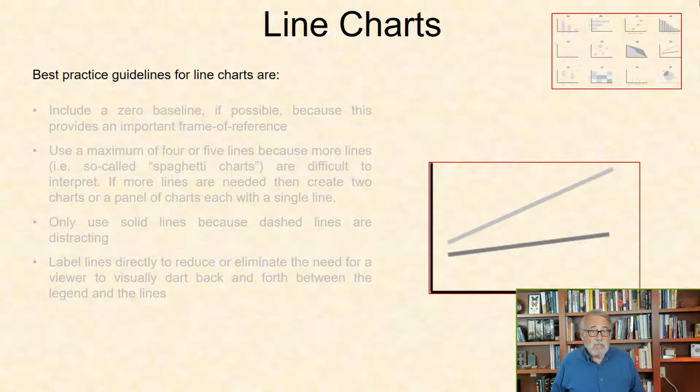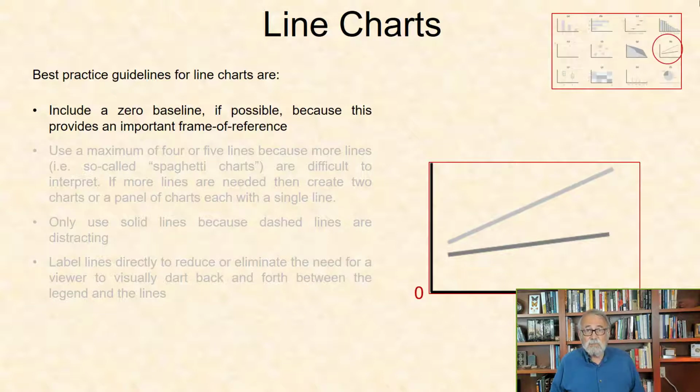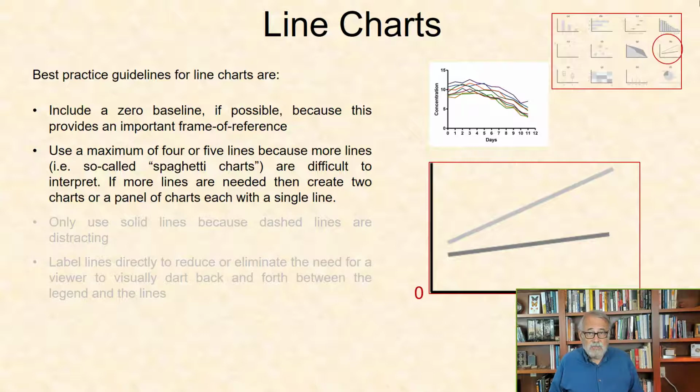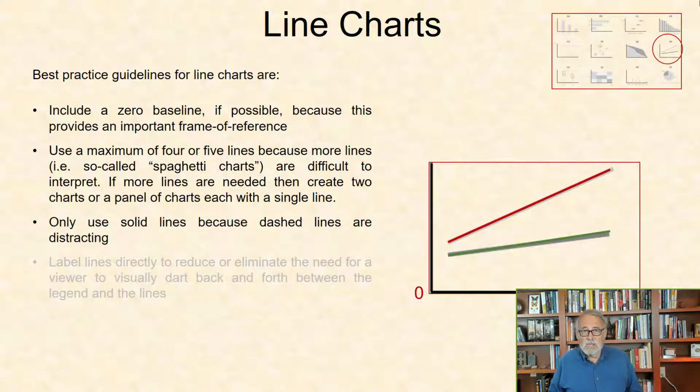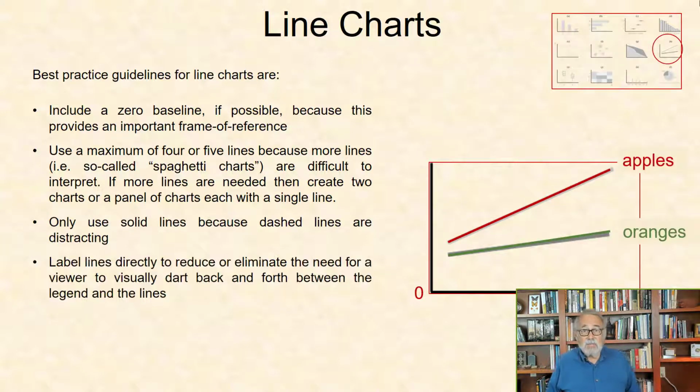Best practice guidelines for line charts include: a zero baseline if possible, because this provides an important frame of reference. Use a maximum of 4 or 5 lines, because more lines, so-called spaghetti charts, are difficult to interpret. If more lines are needed, then create 2 charts or a panel of charts, each with a single line. Only use solid lines, because dashed lines are distracting. Label lines directly to reduce or eliminate the need for a viewer to visually dart back and forth between the legend and the lines.